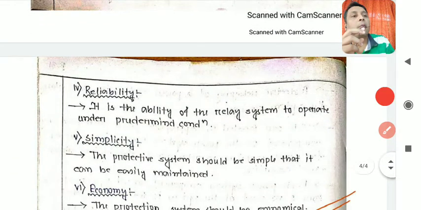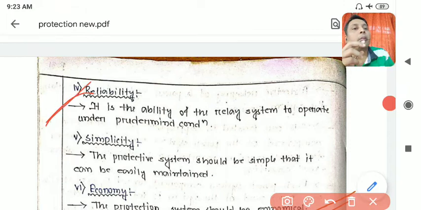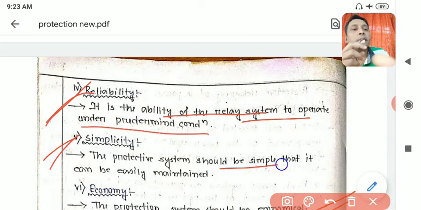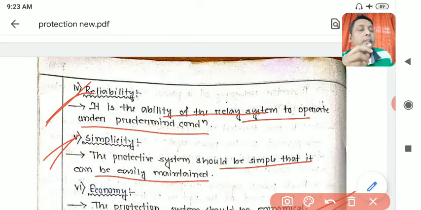Next, reliability. How reliable is it? It is the ability of the relay system to operate under predetermined conditions. It means how much you can rely on the relay that it will work during that abnormal condition. Next is simplicity. The protection system should be as simple as possible, so that it can be easily maintained. It should not be so complicated that maintenance becomes complicated.